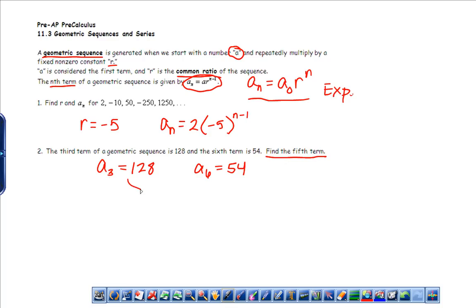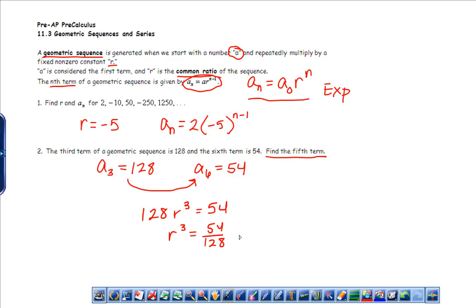So going from the third term to the sixth term, how many times are you going to be multiplying by r? 3 times. So 128 times r cubed, because it's times r times r times r, is going to be equal to 54. This is just a more systematic way of solving it. So then that means that r cubed is equal to 54 over 128.